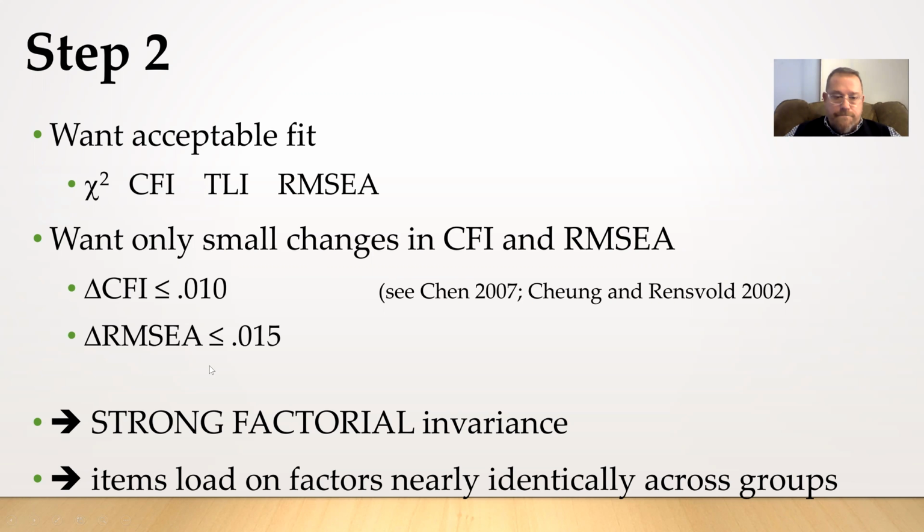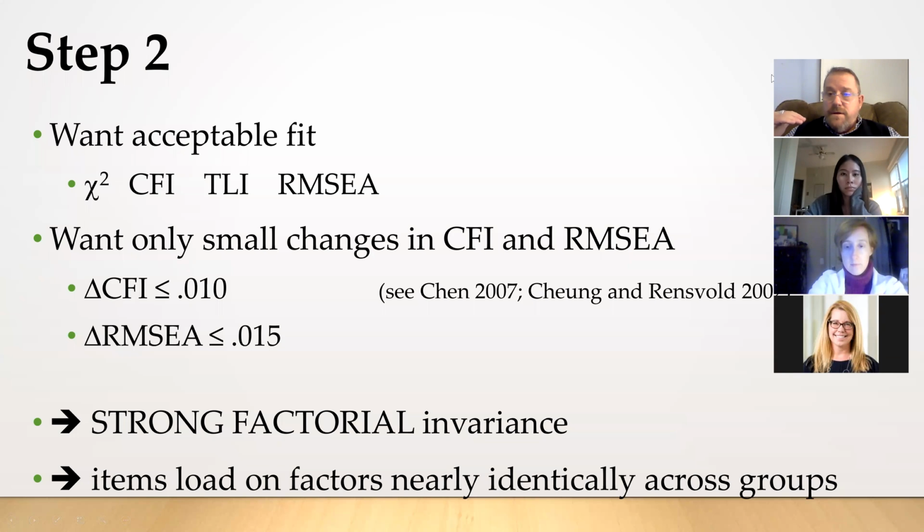And yeah, if you are able to show that you still have good fit and the CFI and the RMSEA didn't shift too extremely, you have demonstrated strong factorial invariance. Not only do the items load on the same factors, but they also have the same strength of loadings between the 2 groups. So the items that load really strongly on a subscale load strongly in both groups. The items that load a little more weakly load weakly in the 2 groups, or however many groups.